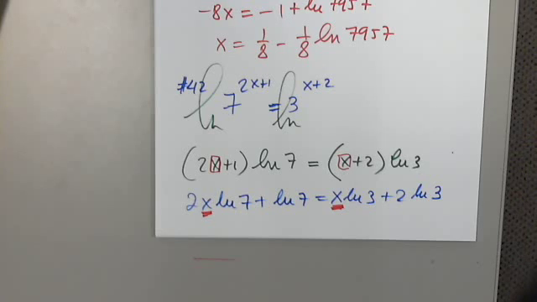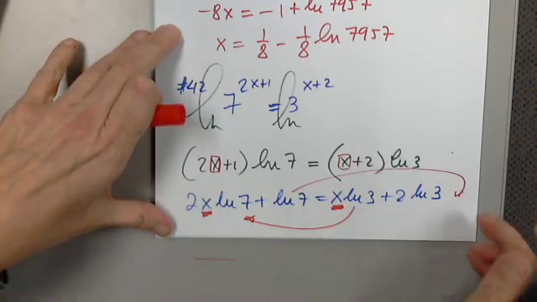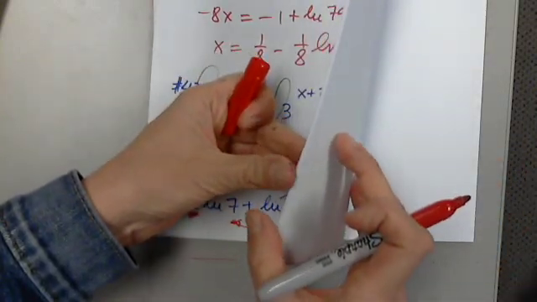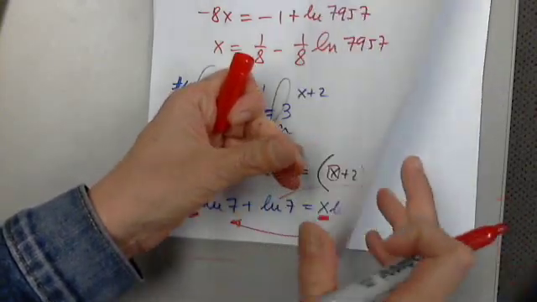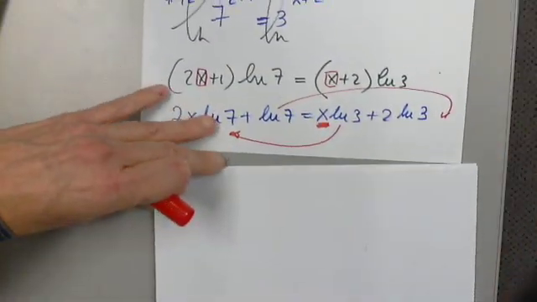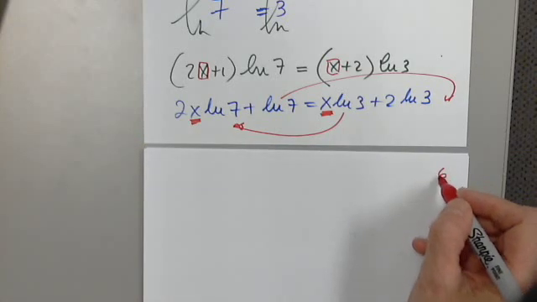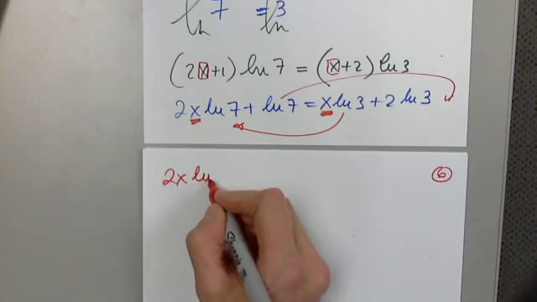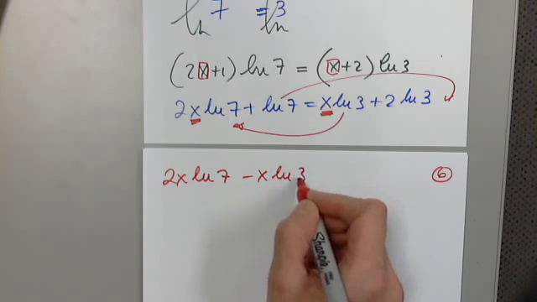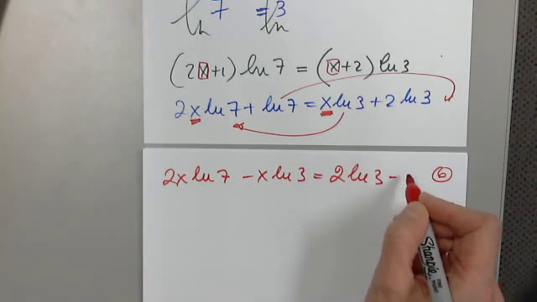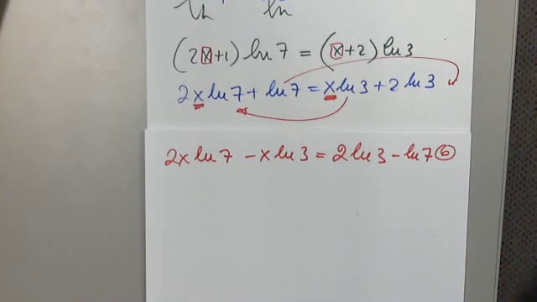I can solve if one term with x is on one side and another term with x is on the other. I can't solve yet. Say it again. Of course. This has to go here and this has to go here. I have to separate the terms. It's a linear equation. I have to separate the terms with x from the terms without. So 2x natural log 7 minus x natural log 3 equals 2 natural log 3 minus natural log 7. Awesome. We'll look at another example in a minute.